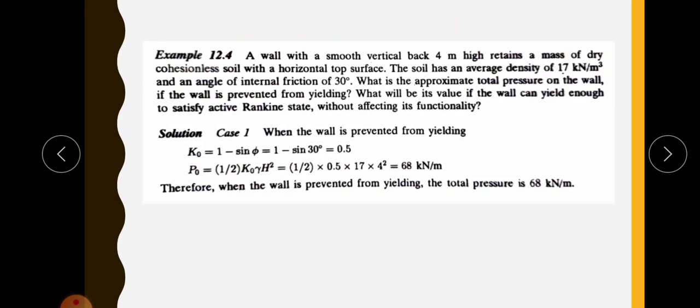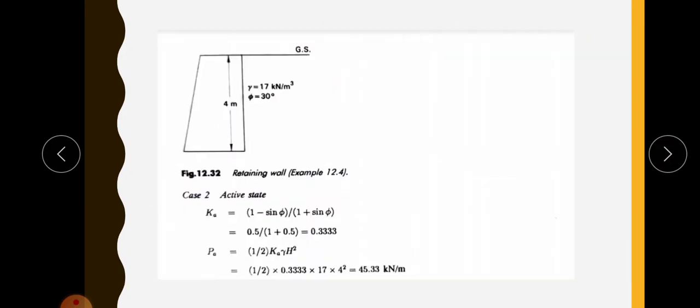Problem: a wall with a smooth vertical back 4 meter high retains a mass of dry cohesionless soil with a horizontal top surface. The soil has an average density of 17 kN per meter cube and an angle of internal friction of 30 degree. So what is the approximate total pressure on the wall if the wall is prevented from yielding? Then what will be its value if the wall can yield enough to satisfy the active Rankine state without affecting its functionality? Okay, so in this question there is a retaining wall and it is having a height of 4 meter.